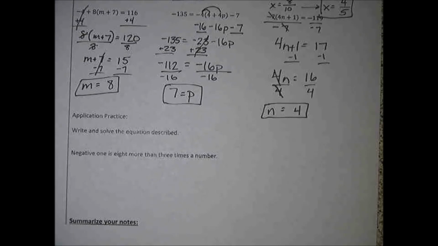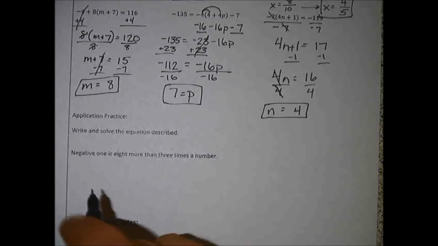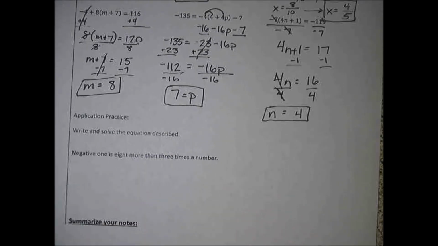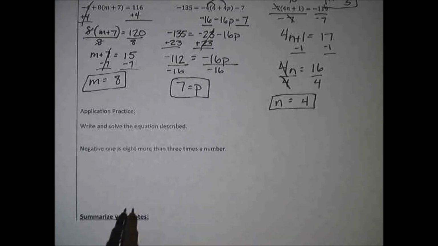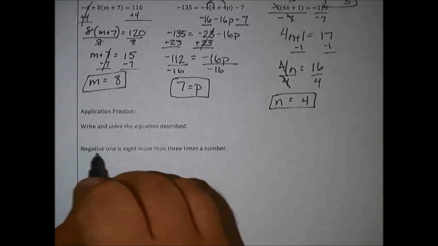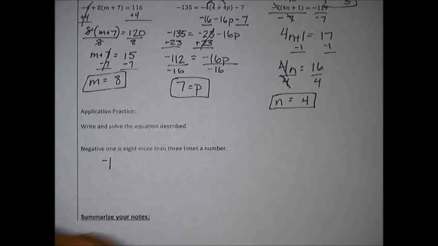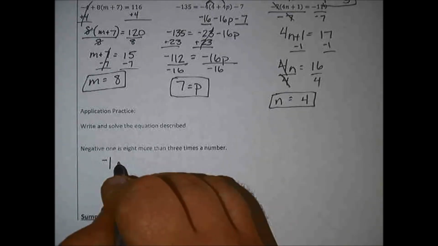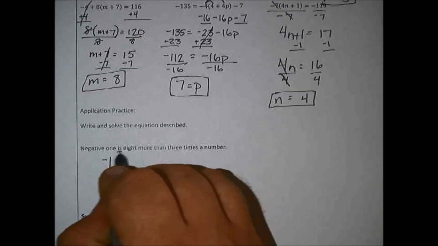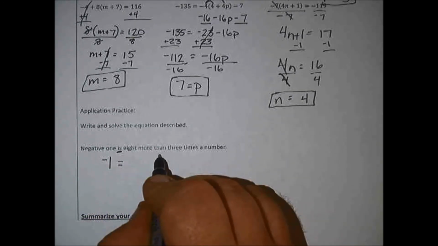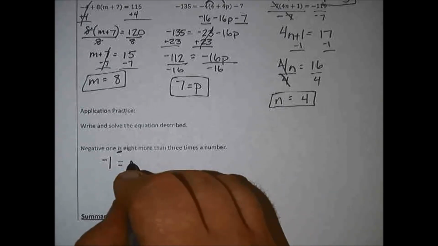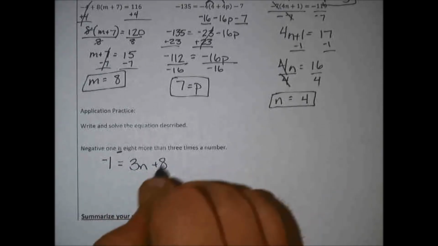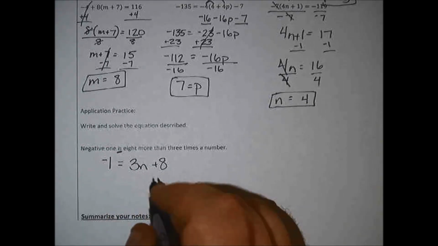Okay, let's look at this application problem here. It says write and solve the equation described. Okay, and this is a really good skill to turn something that's verbal into symbols and then solve it. -1 is, okay, whenever we're working with writing equations, is means equals. 8 more, all right. Whenever I'm dealing with this more than, I know it's addition, and I'm going to put it afterwards. Okay, 3 times the number, so 3n plus 8.